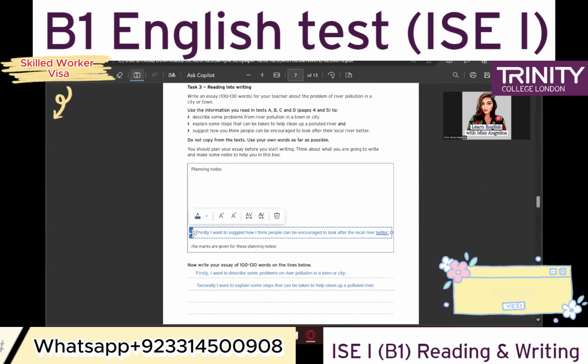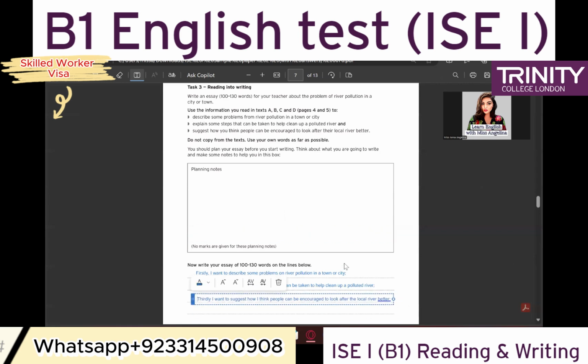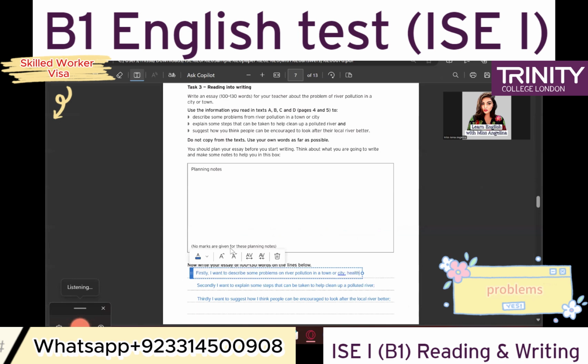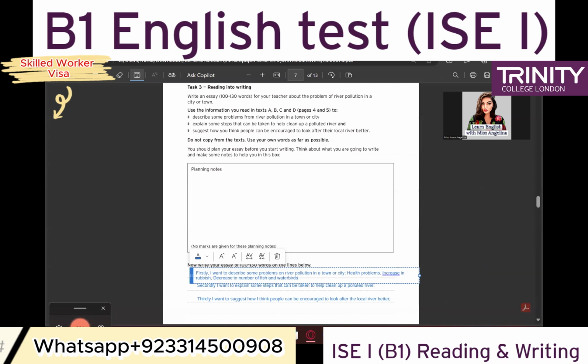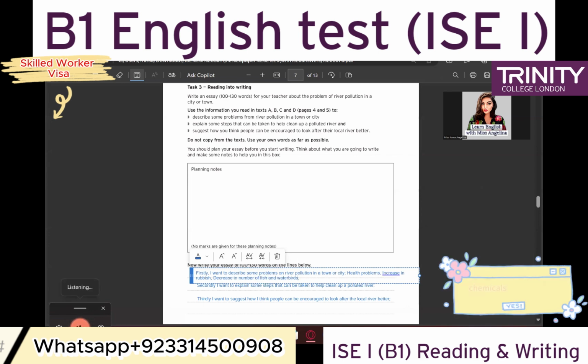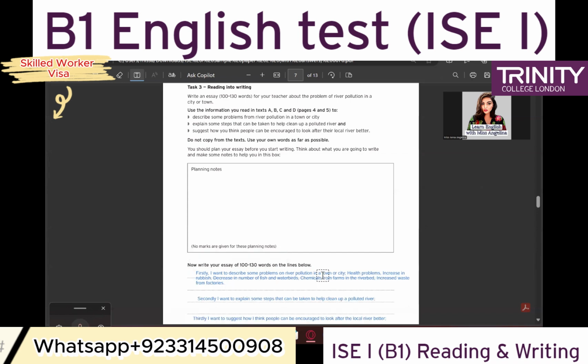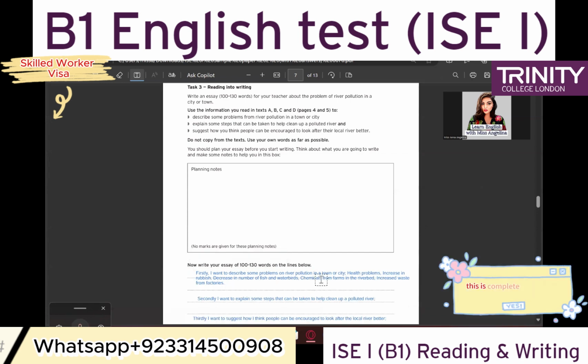Health problems, increase in rubbish, decrease in number of fish and water birds, chemicals from farms in the riverbed, increased waste from factories. Yes, this is complete information about the problems caused in a town or a city.